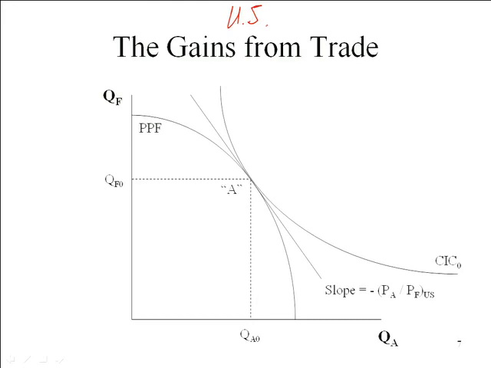And in autarky, we will be producing and consuming at point A, where the country indifference curve is just tangent to the production possibilities curve, generating relative prices that are our autarky prices from before. But now the relative price of autos is going to fall, which implies that the slope of the ISO value budget line will become steeper. So now we have a slope that's equal to the negative of the world relative price for autos.